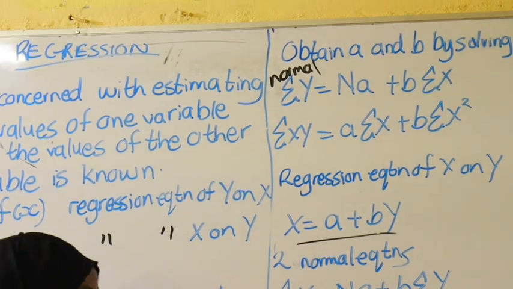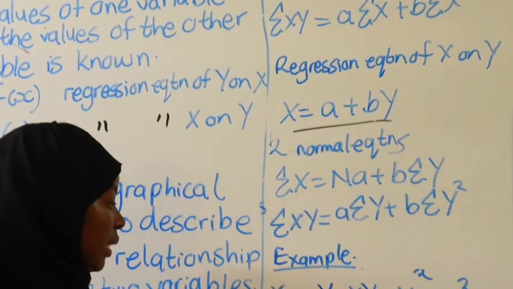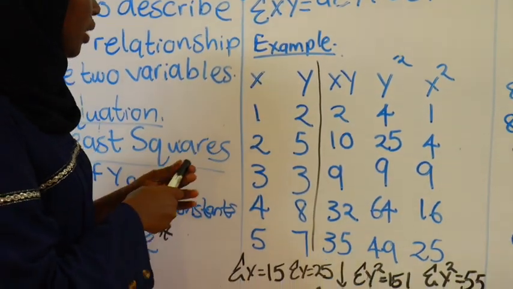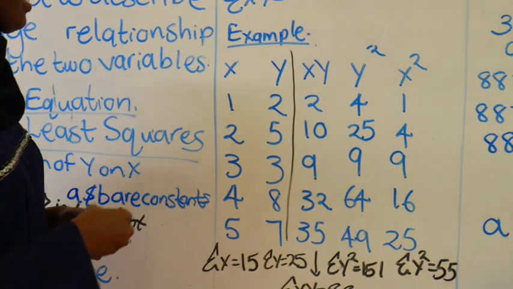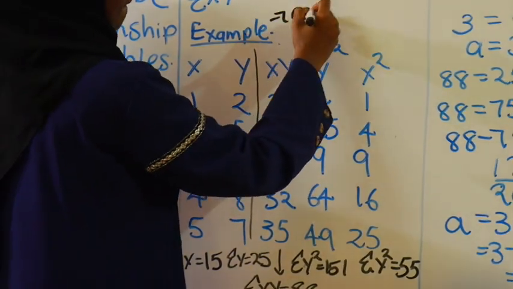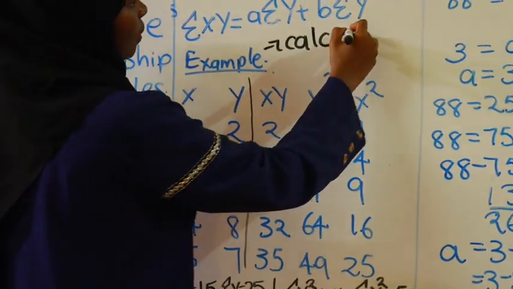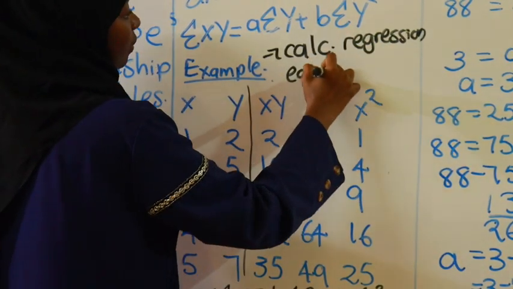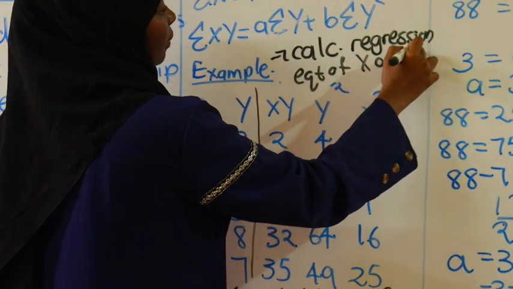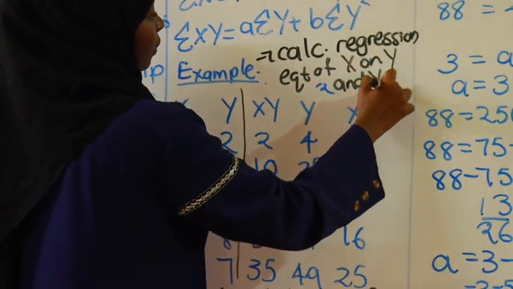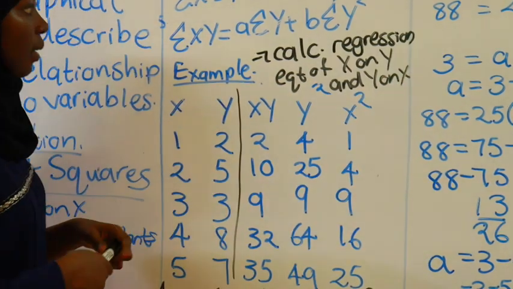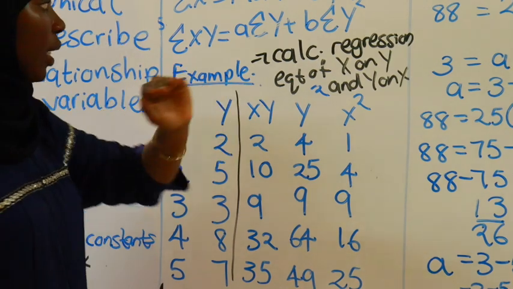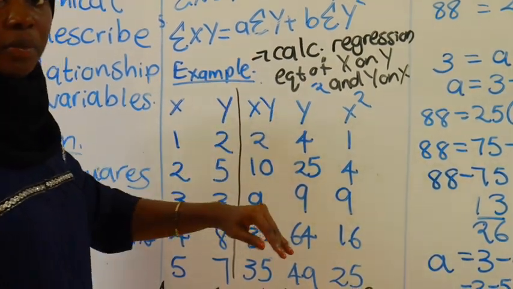Okay? So you have an example here. You've been given a data set, this data on this side. And you're told to calculate the regression equation of x on y and y on x. So you've been told to calculate the regression equation of x on y and y on x. So you're going to end up with two equations. First you should do x on y, and then you come and do y on x.